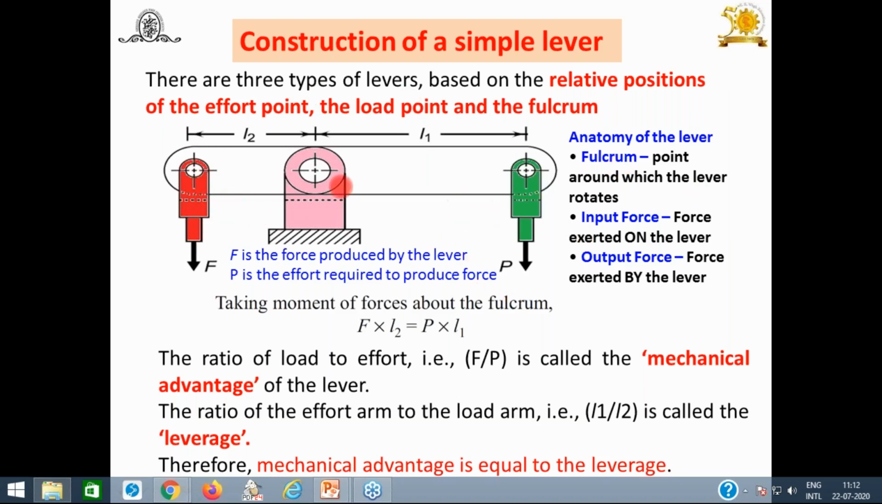In anatomy, the fulcrum means the point around which the lever is going to rotate because of this effort. Second, this effort is also known as the input force, which is exerted on the lever, and because of that the lever produces some force. That force is denoted by F. The F is the force produced by the lever, and it is also known as the output force, the force exerted by the lever to do some activity or some useful work.